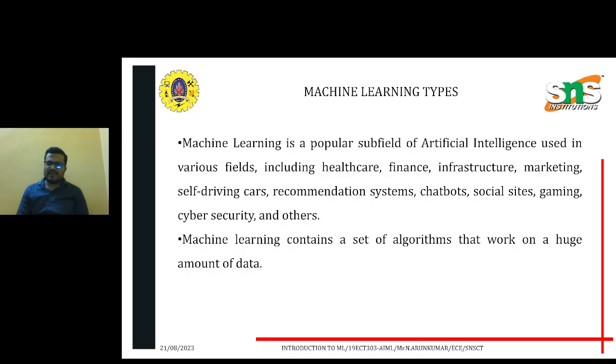One of the implementations which is useful for artificial intelligence is healthcare monitoring, financial sectors, infrastructure management, marketing field, self-driving cars and recommendation systems, chatbots, social media, gaming process, cyber security. A lot of applications are there. More applications are based on this machine learning process. So in this, we are going to classify how this information has been framed for this type of machine learning process.